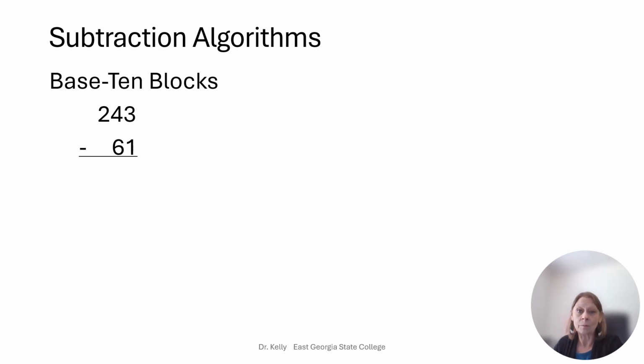Okay, subtraction algorithms. So let's knock out some of these algorithms. The first algorithm, and almost always the first algorithm we're going to deal with, is going to be with base 10 blocks. Okay, so here we are with 243 minus 61. We're going to do them in our base 10 blocks. We've been messing with base 10 blocks for a little bit now, so we know that the unit stands for 1, the long stands for 10, the flat stands for 100.